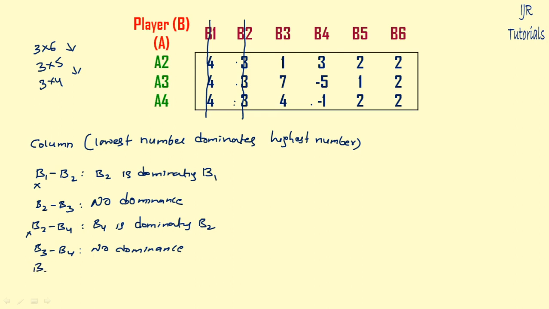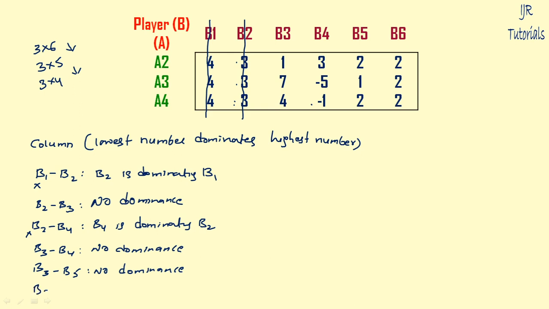So next comparison, B3 and B5. So B3 1 and B5 2. So the B3 is dominating B5. Second case 7 and 1. So B5 is dominating B3. So simply no dominance.